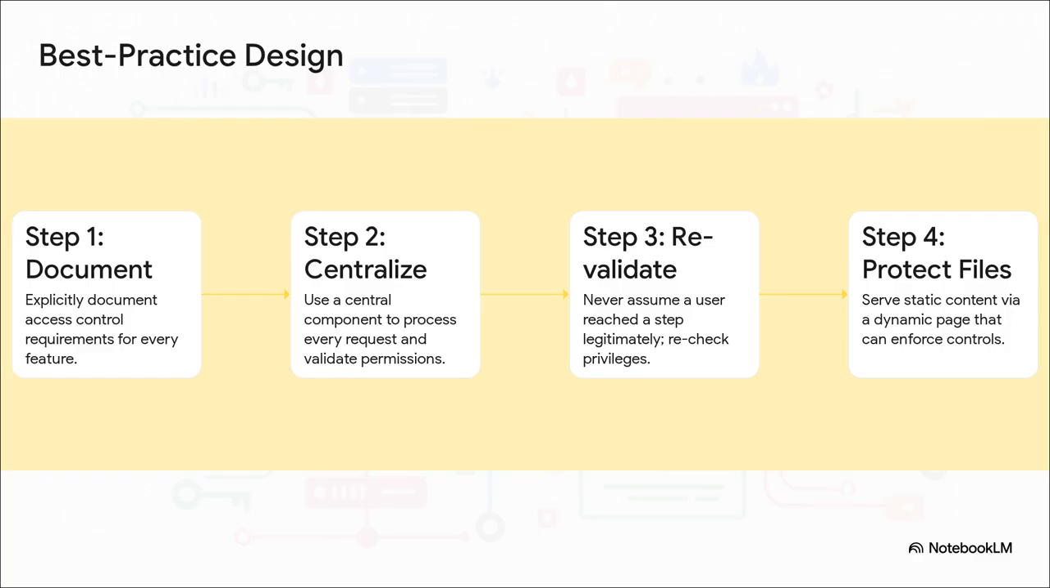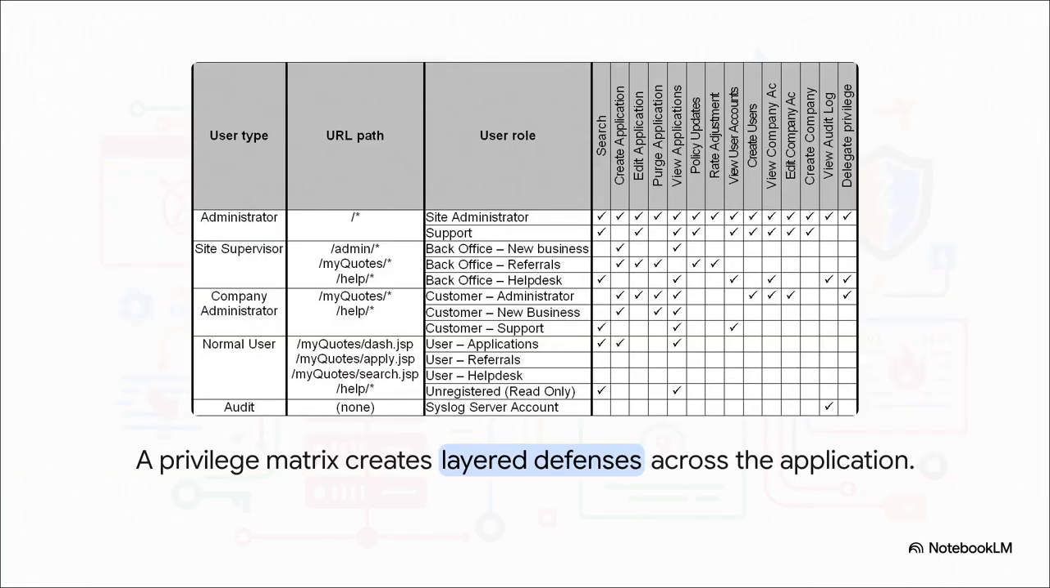You document your access rules for every single feature. You force every single request through that central permissions checker. You revalidate permissions at every single step of a complex process. You even protect static files by serving them through a script that can perform these checks first. For any application that's even remotely complex, you absolutely need a defense in-depth strategy.